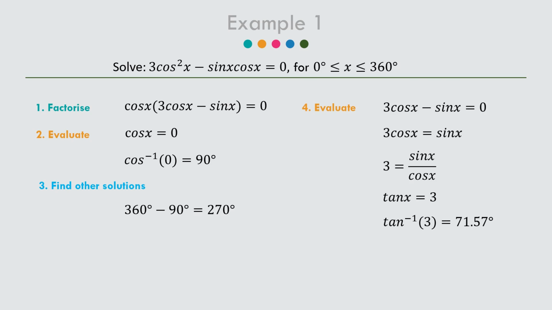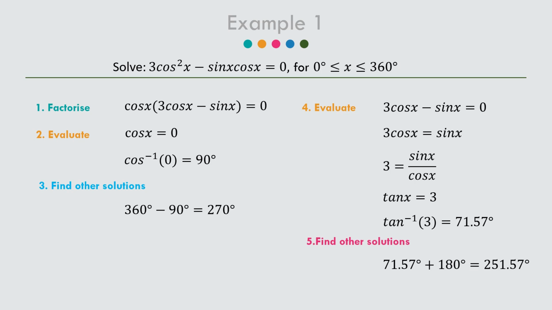Step 4. Evaluate the next part. The next part is 3 cos x minus sine x equals 0. Here, once we rearrange, we get 3 equals sine x over cos x. But remember, sine x over cos x is the same as tan x. Therefore, tan x must equal 3. Now, take the inverse, and we get our third answer, 71.57 degrees.